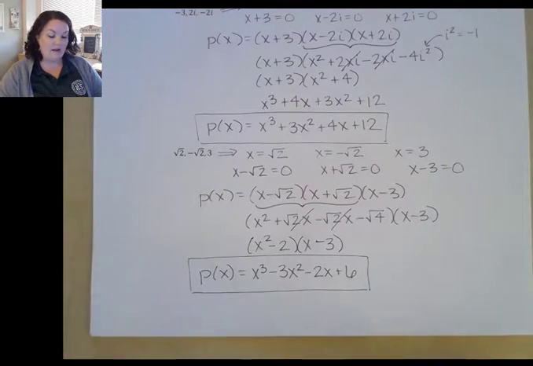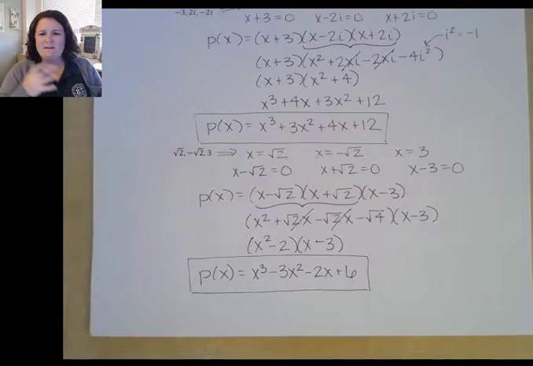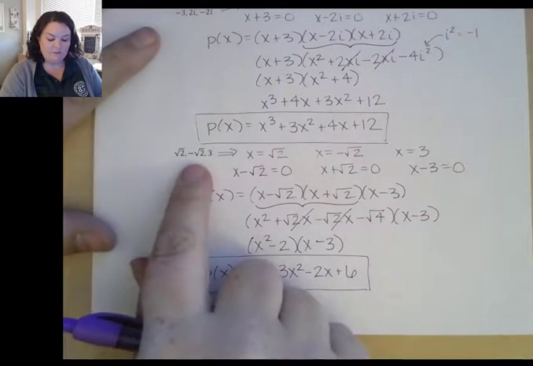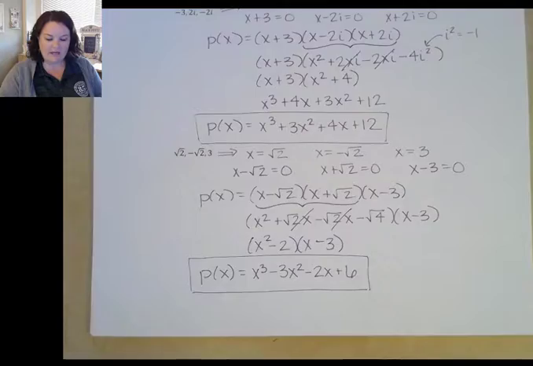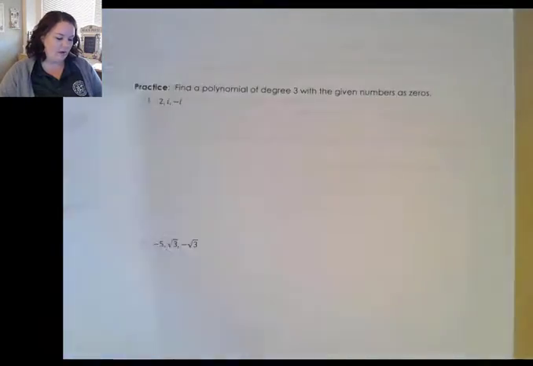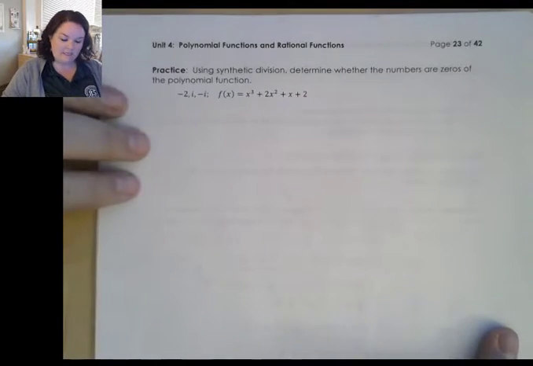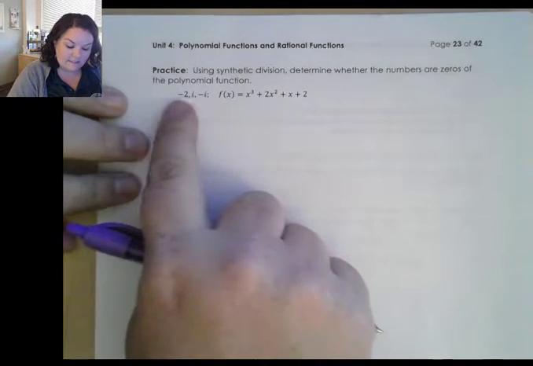Okay? All right, I want to show you one more that's the same idea of building up this original polynomial, but instead of them just stating the zeros, they're going to give that information to you in a little bit different way. So on the top of the next page, you can see here, they're still giving us these zeros.